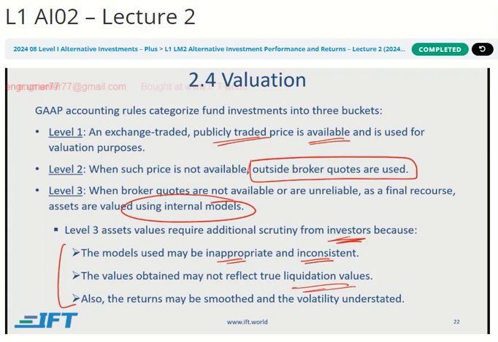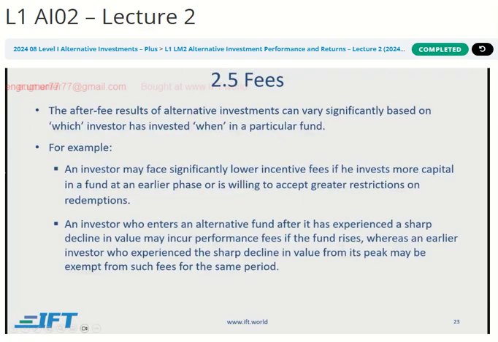but not the current liquidation value. And number three, because the frequency of appraisal is not that high, the returns and the volatility might be understated. What that means is, let's say the asset is actually like this, very volatile, but because you don't really appraise it very frequently, what it looks like to you is this, when actually it is like this, right? So the volatility and the returns may be smoothed out. So that is your valuation.